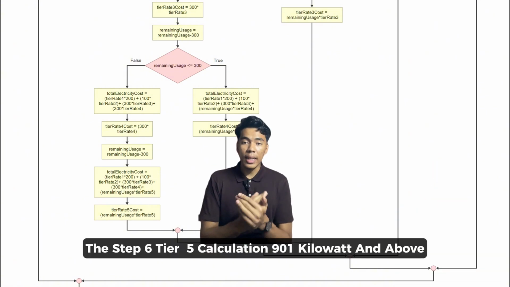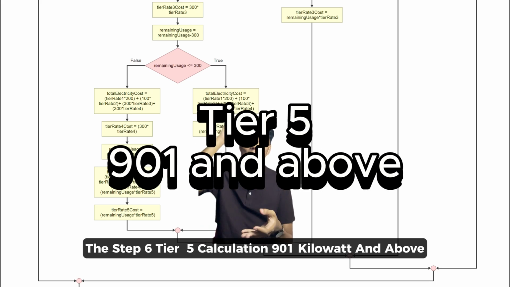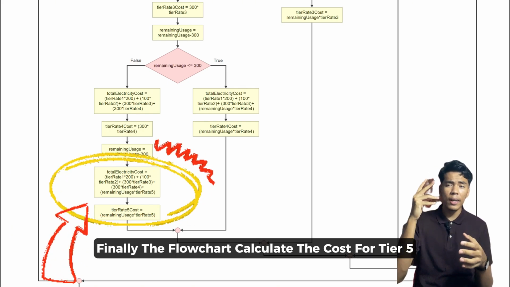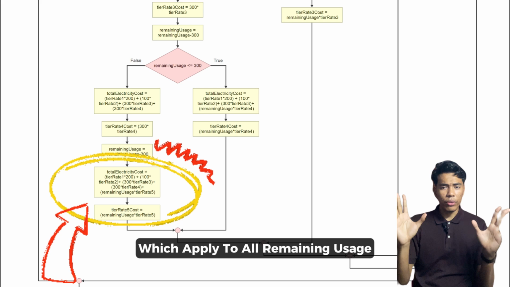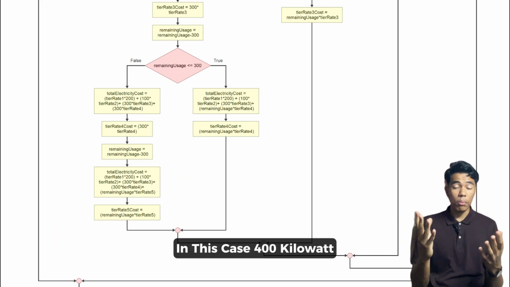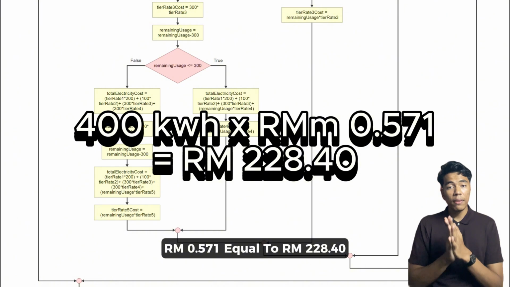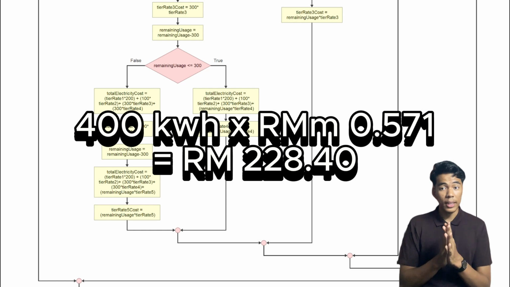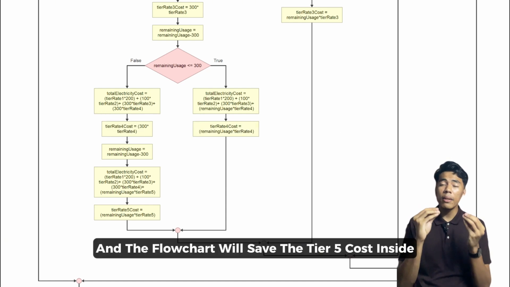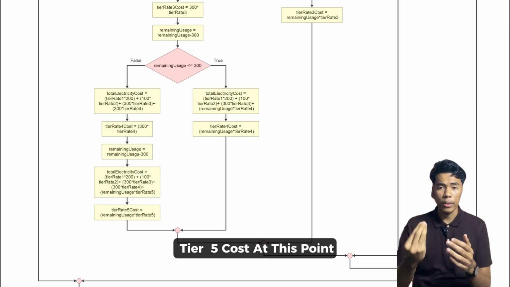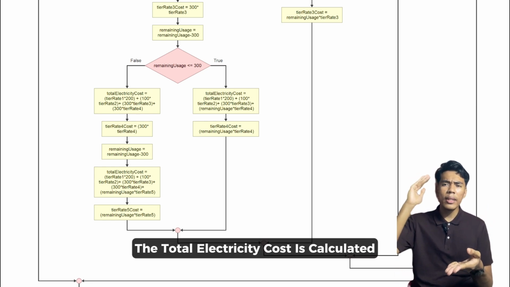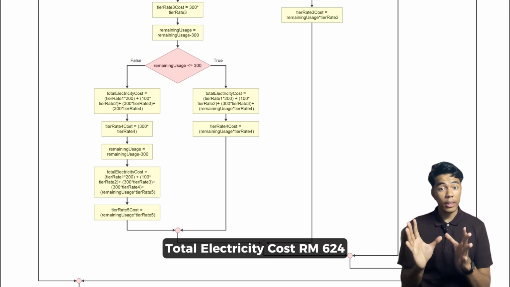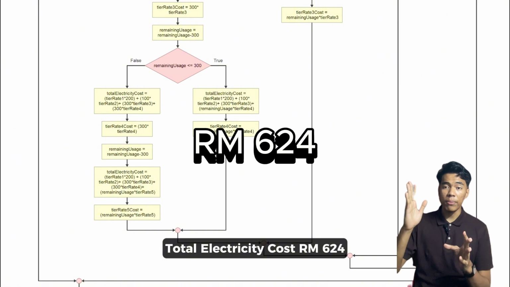Lastly, step 6, tier 5 calculation, 901 kilowatt and above. Finally, the flowchart calculates the cost for tier 5, which applies to all remaining usage. In this case, 400 kilowatt multiplied by RM 0.571 equal to RM 228.40. And the flowchart will save the tier 5 cost inside tier rate 5 cost. At this point, the total electricity cost is calculated as the sum of all tiers. Total electricity cost, RM 624.